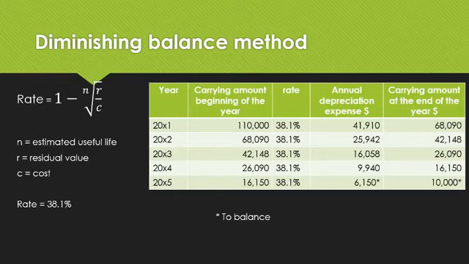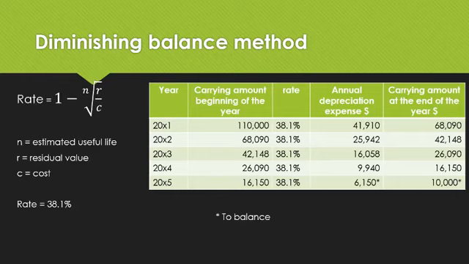That $68,090 will be carried forward, and that will be the opening or beginning balance. Then multiply by 38.1%, and you will have $25,942. And then get the difference between $68,090 and $25,942.